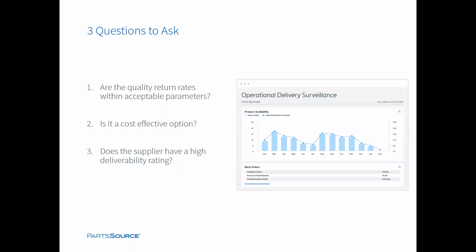Second, is it a cost-effective option? Is there a clear difference in price, all things being equal otherwise? And thirdly, does the supplier have a high deliverability rating? This is once again directly related to equipment uptime. We know that we need to have equipment up and ready for patients. If a supplier is not able to get us a part on time, when we need it, in the place we need it, then it doesn't matter if it's a cost-effective option in the long run. Without answering and tracking these 3 data points, it will be virtually impossible to develop formularies for your HTM organization.